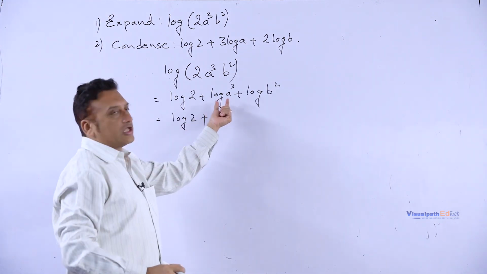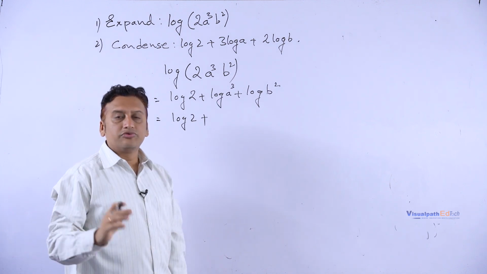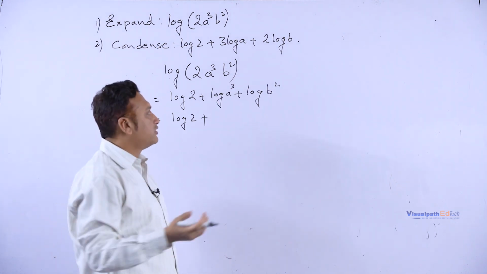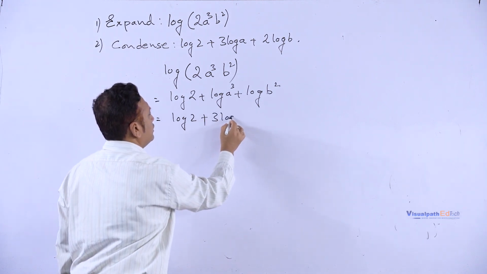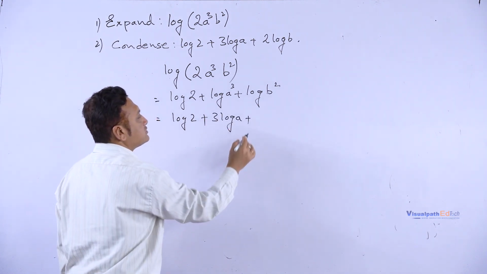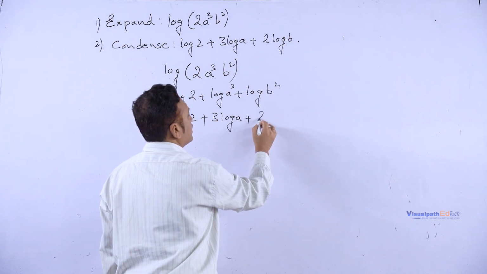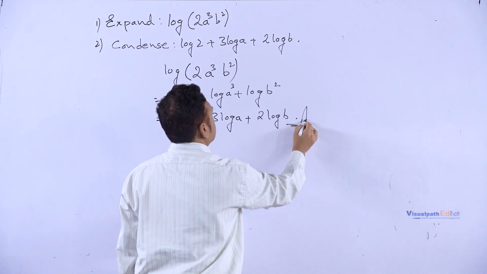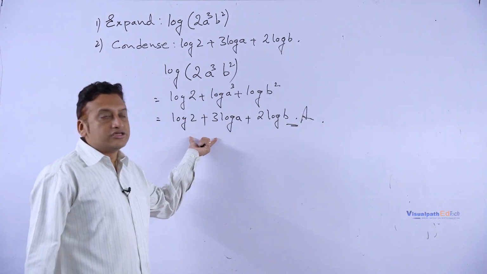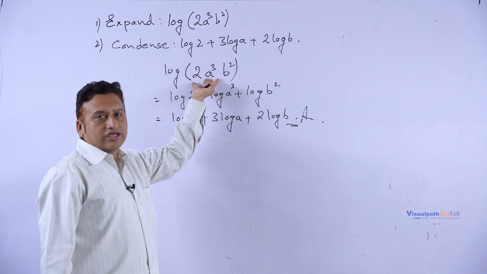Now, log a to the power 3. So, we can use the power rule. The power rule says that the power comes to the coefficient. So, we will get 3 log a plus, again here the power will come to the coefficient, so we will get 2 log b. This is the answer. This is your expansion of the given expression.